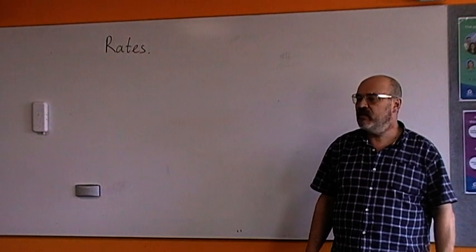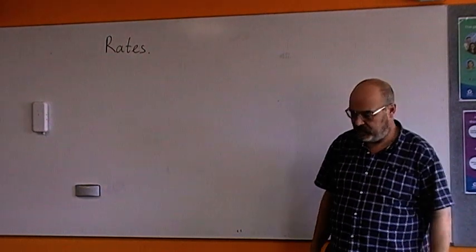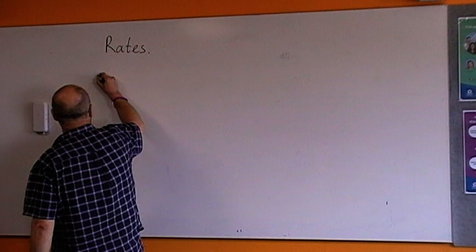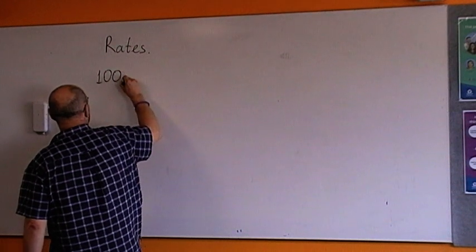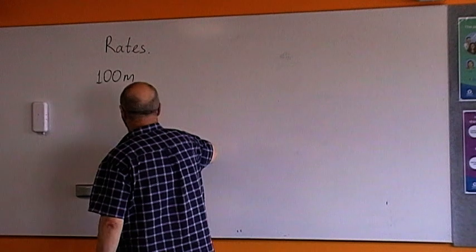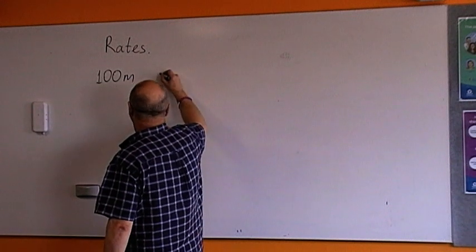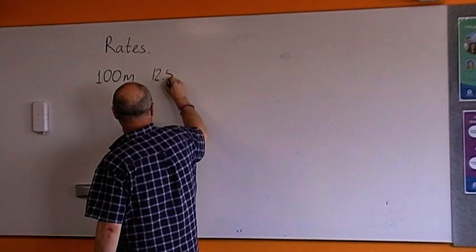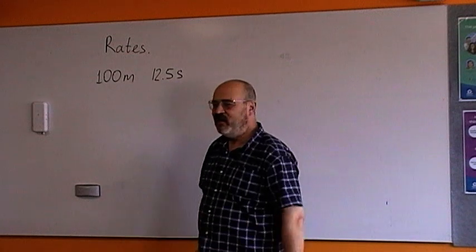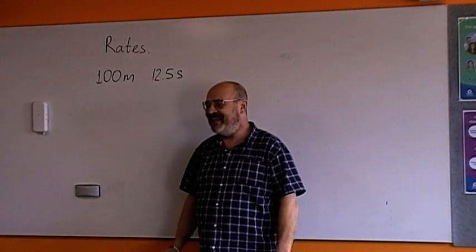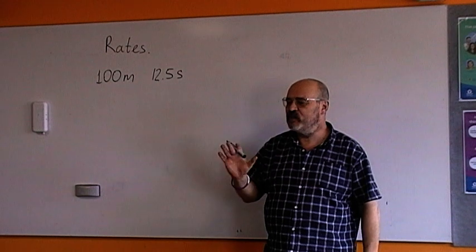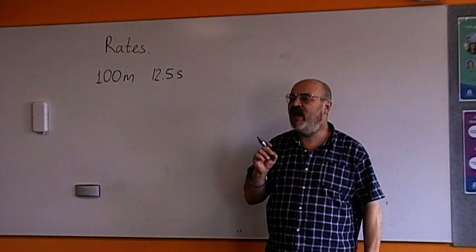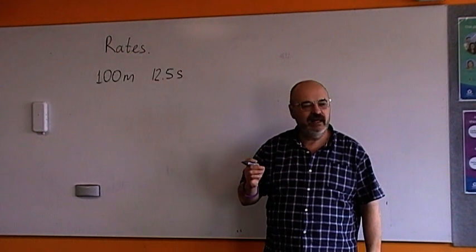Example of a rate. Let's say Josh ran 100 meters in 12.5 seconds. Good job, Josh. Now, what is the rate at which he is running?